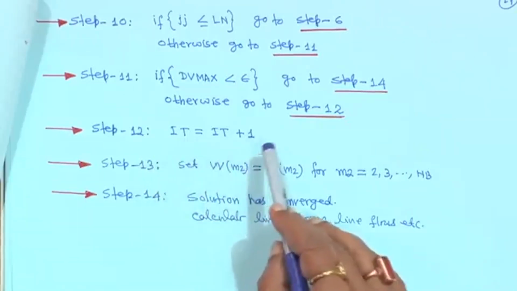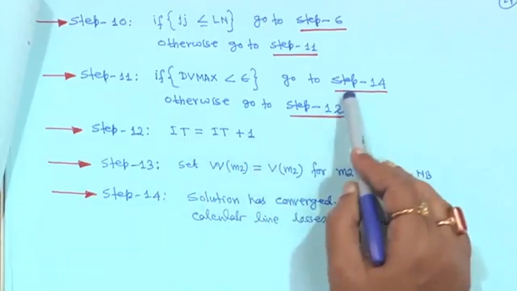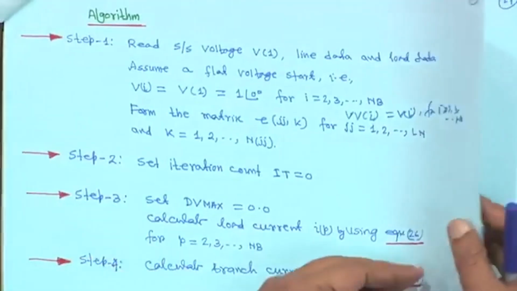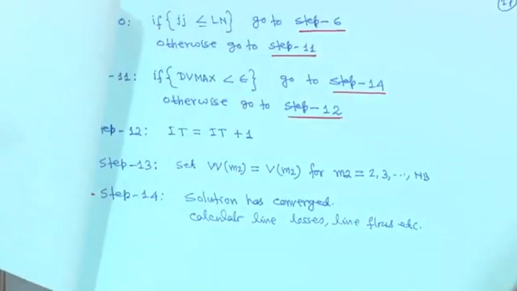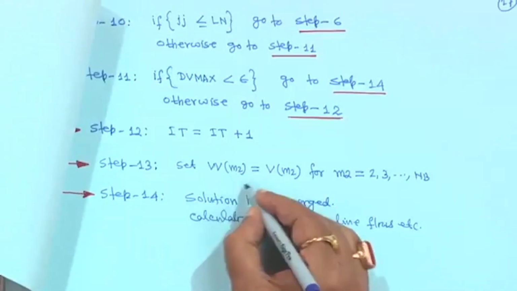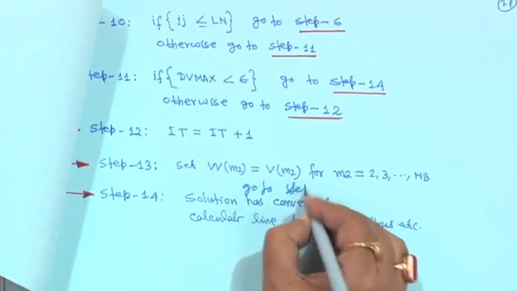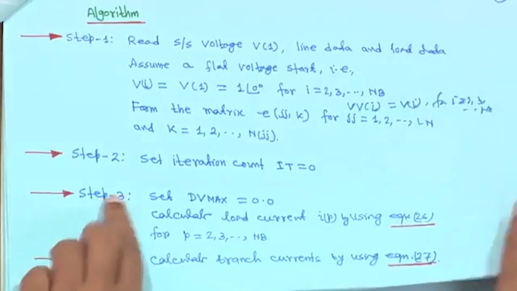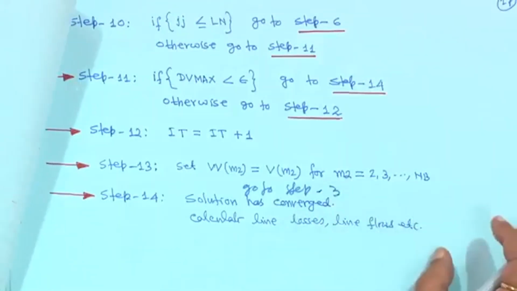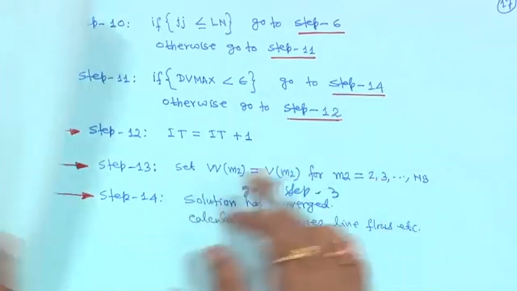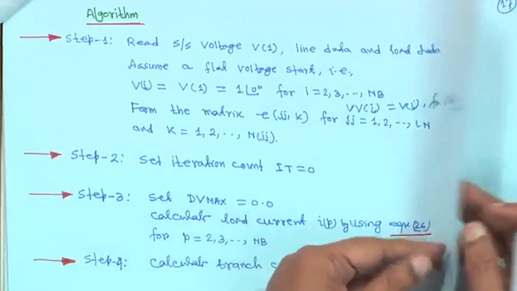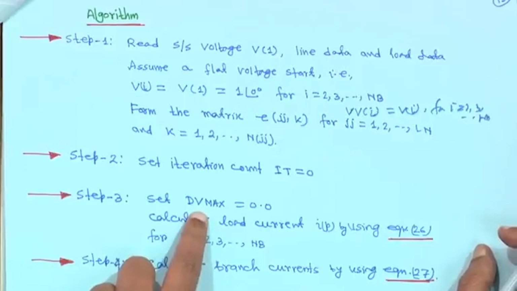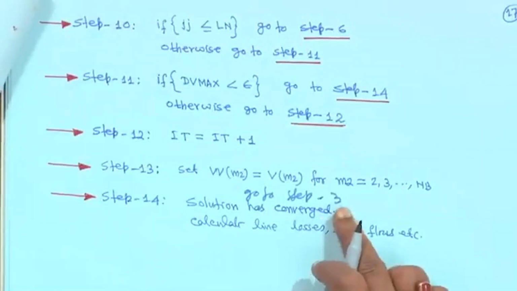Then step 12, IT is equal to IT plus 1, and if the solution has converged, it is okay. When you set VB equal to VBM2, I have missed one thing: you go back to the step from where you start the computation, step 3. So again you come to step 3, because the iteration count starts from here, but ultimately you have to come back to step 3, because initially you start with dVmax equal to 0. I missed this one, but I have written it here.